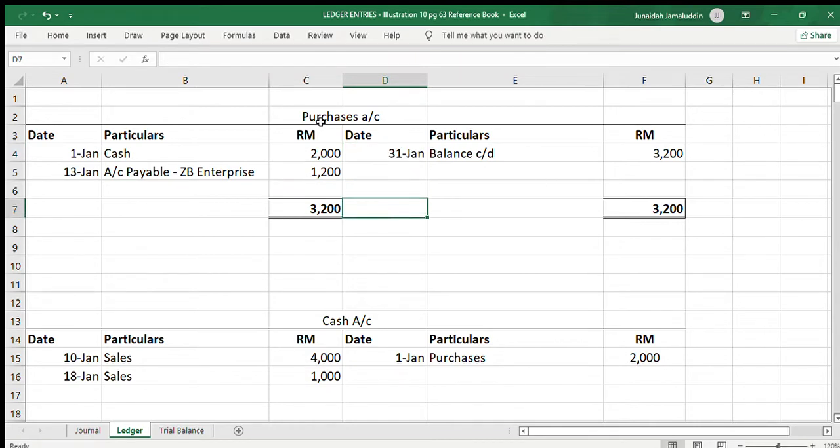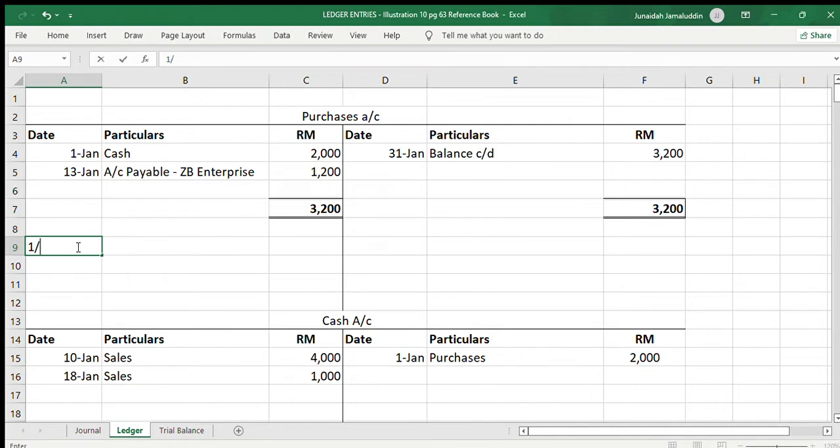Balance carried down, kita akan bawa ke bulan yang berikutnya, that is bulan Februari lah kan. Kalau balance CD ni berada di sebelah kredit, bulan yang berikutnya dia akan jatuh di sebelah debit. Alright. Untuk bulan Februari, kita akan record dia di sebelah debit ya. So macam ni.